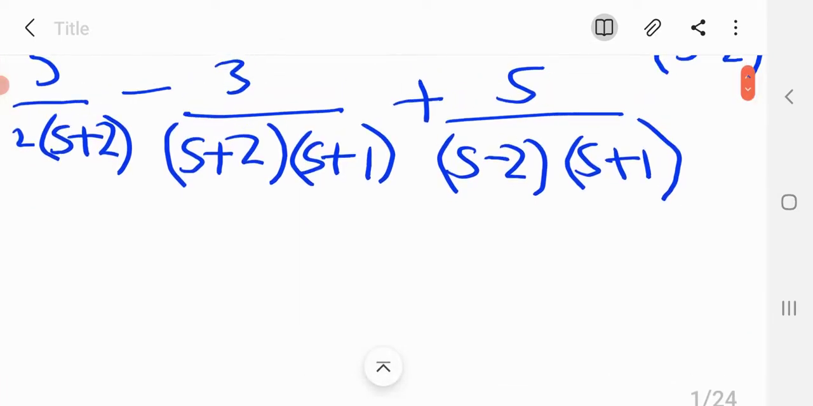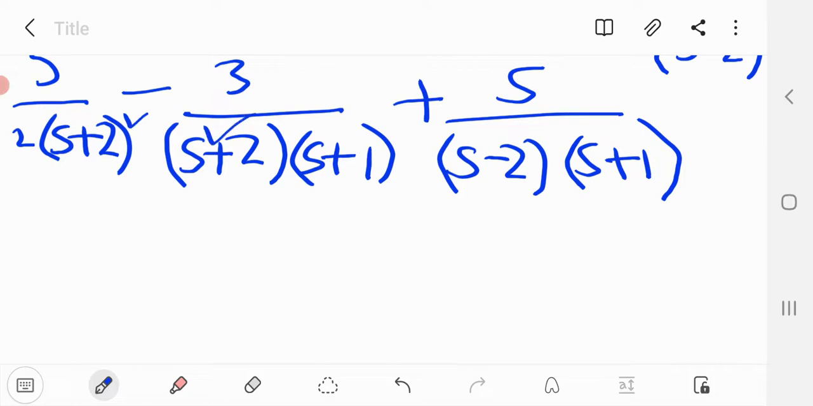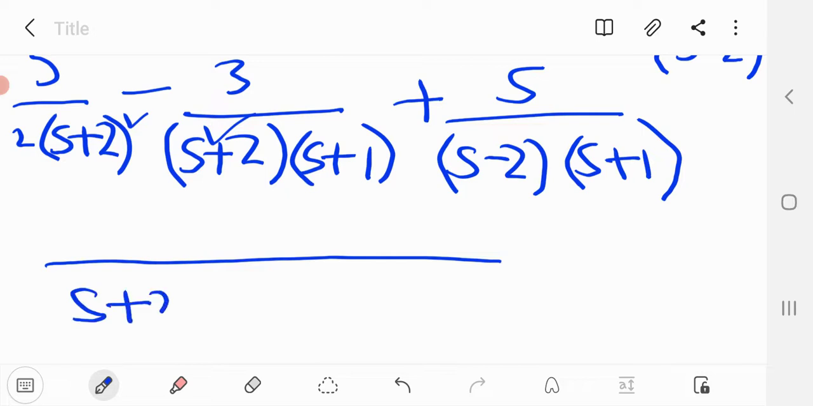So it is easy to take the LCM. In the first polynomial, s plus 2 is available. In the second polynomial also s plus 2 is available. So these two can be taken as common. So let me write them: s plus 2, because it's common in both polynomials. So we take one factor as common.